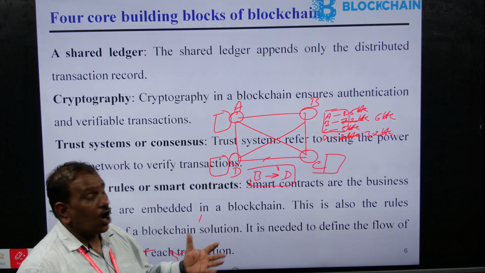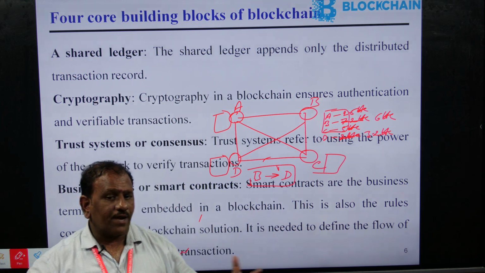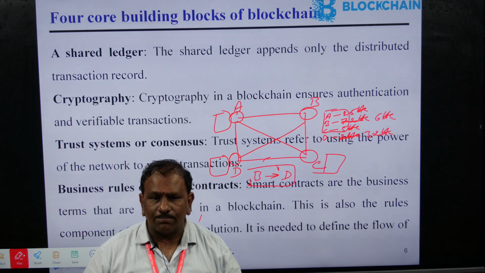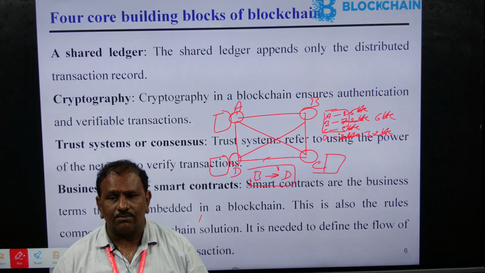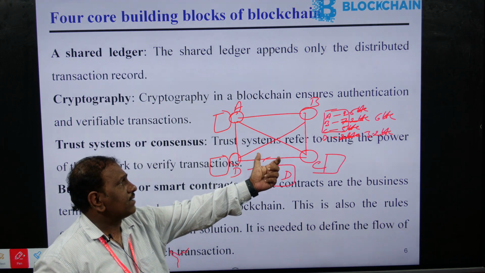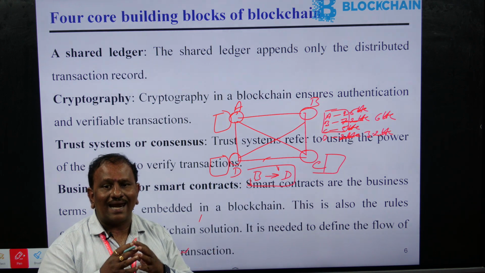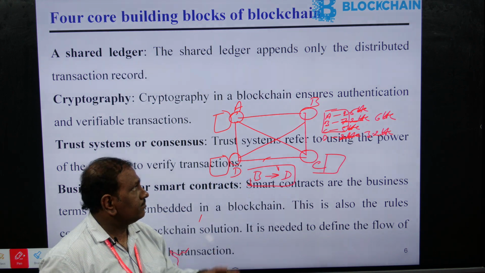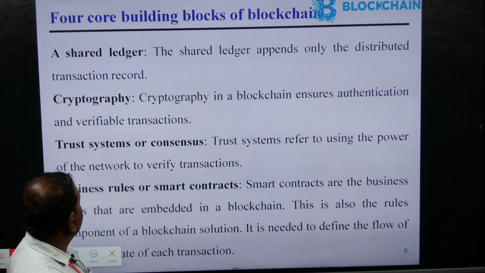Now, how many nodes are there in a blockchain network? If I consider the Bitcoin blockchain network, there are lakhs of nodes available in the market. I am giving you only four nodes, but in general there are lakhs of nodes available. Now that is what we call a shared ledger.